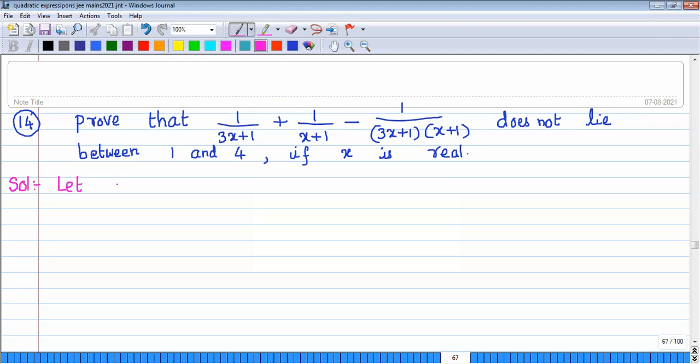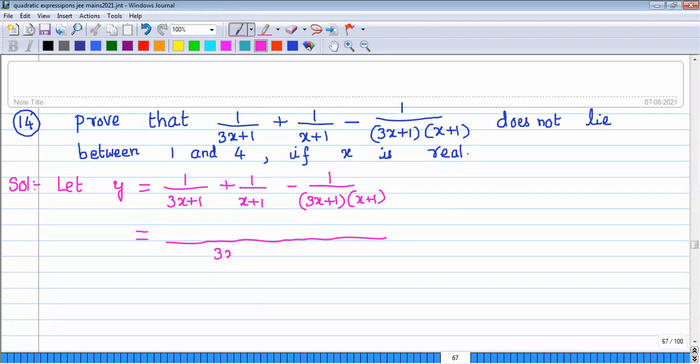First, let us say the given function y is 1 upon 3x plus 1 plus 1 upon x plus 1 minus 1 upon 3x plus 1 times x plus 1. So now, what is the LCM we have? 3x plus 1 times x plus 1 is the LCM.